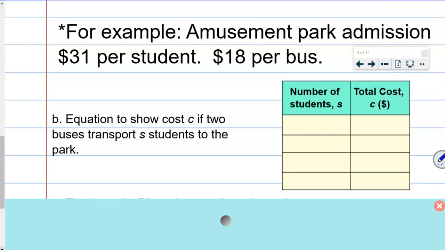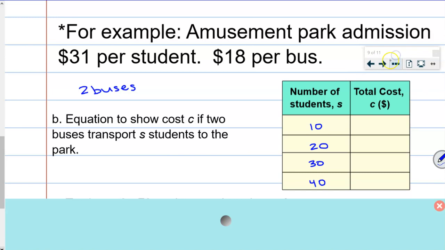And the first part of this problem is asking us to figure out for 10 students, 20 students, 30 students, and 40 students, but we also need to remember that we are definitely, for sure taking 2 buses. So we don't need to worry about how many buses, it's for sure going to be 2 buses. So remember that. We just need to figure out for 10, 20, 30, and 40 students.